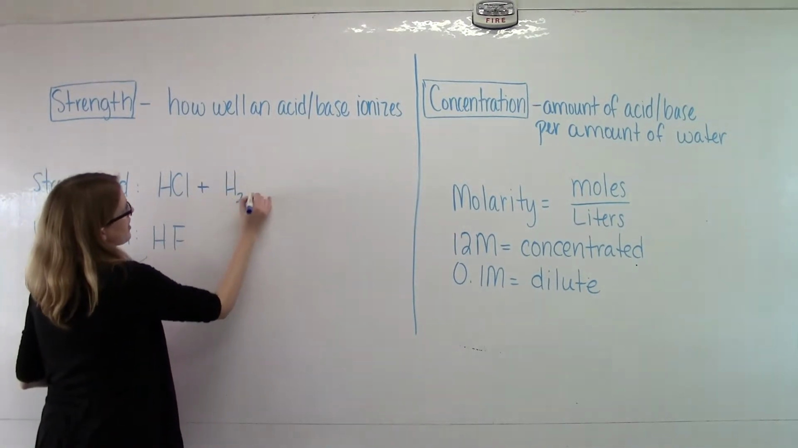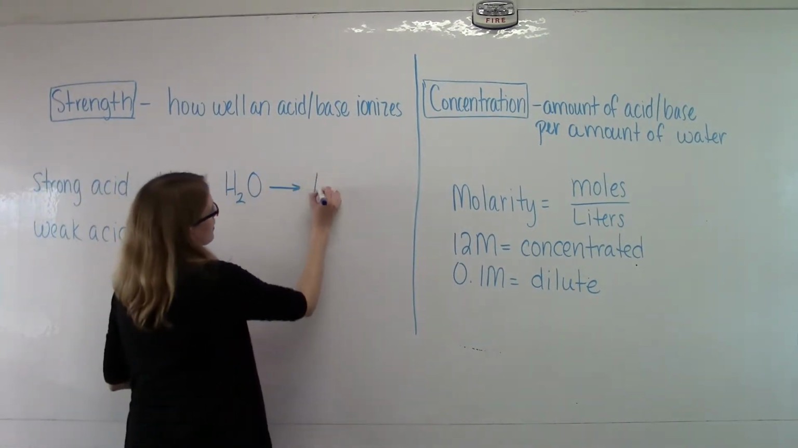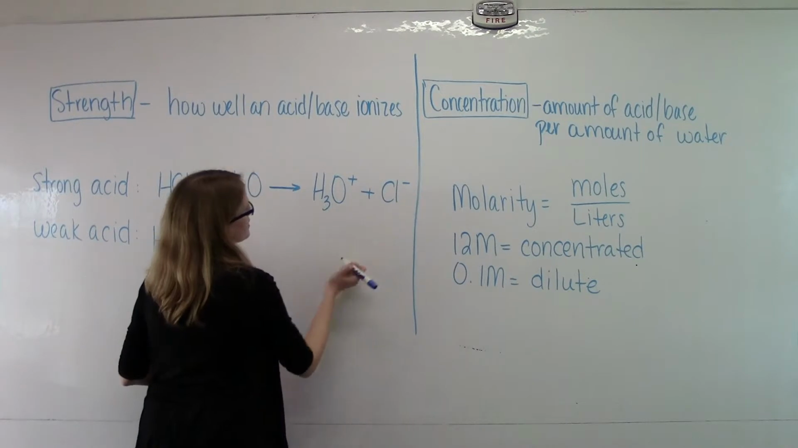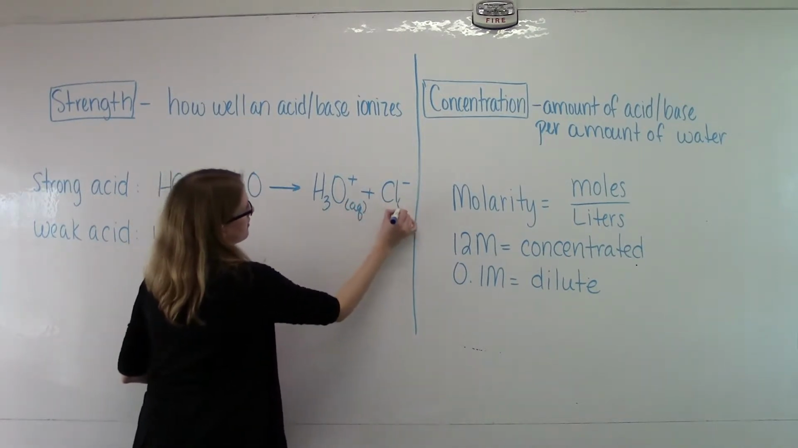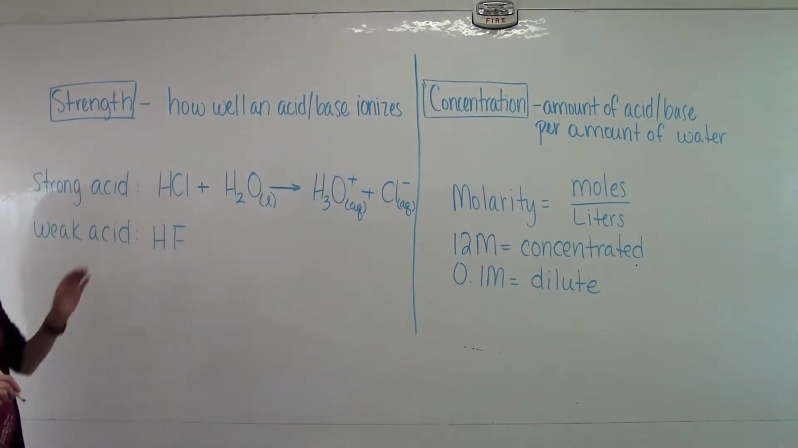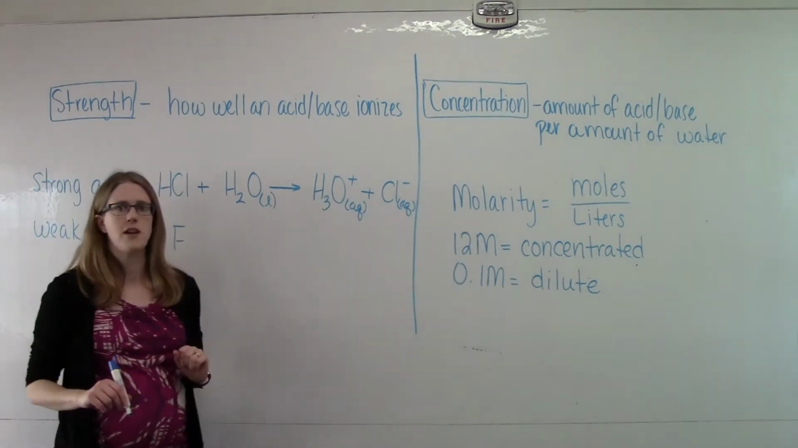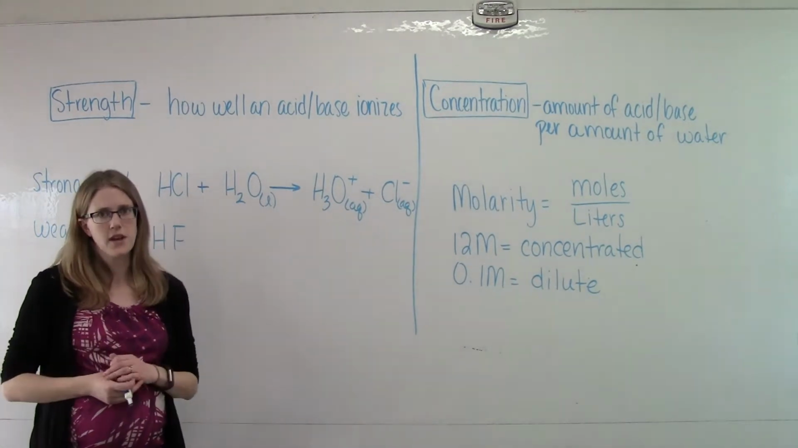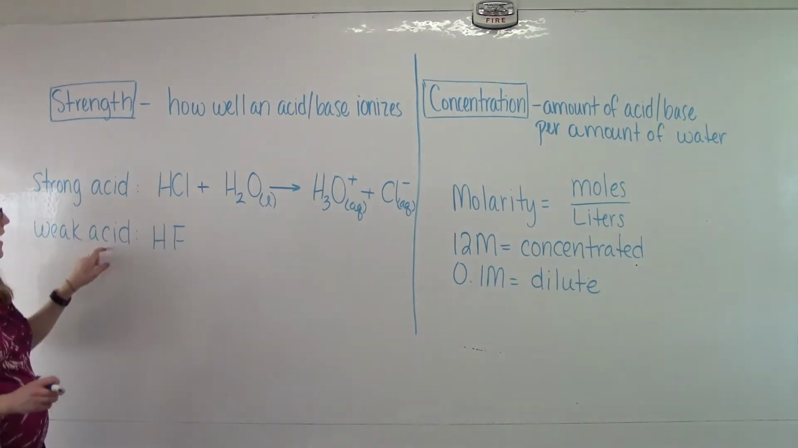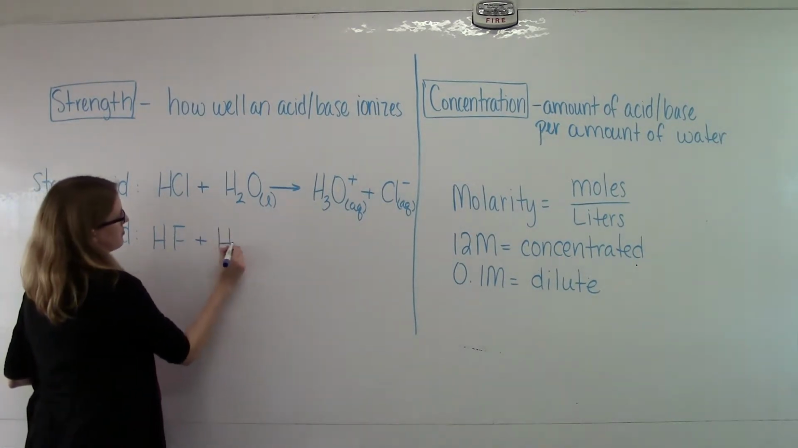So let's write this ionization reaction. HCl plus water yields H3O plus and Cl minus. So there we go. All of this becomes H3O plus and Cl minus. It ionizes almost 100%. Okay? That is what a strong acid does. Okay. Weak acid, hydrofluoric acid, is a weak acid. How do we know that? We just memorized it.